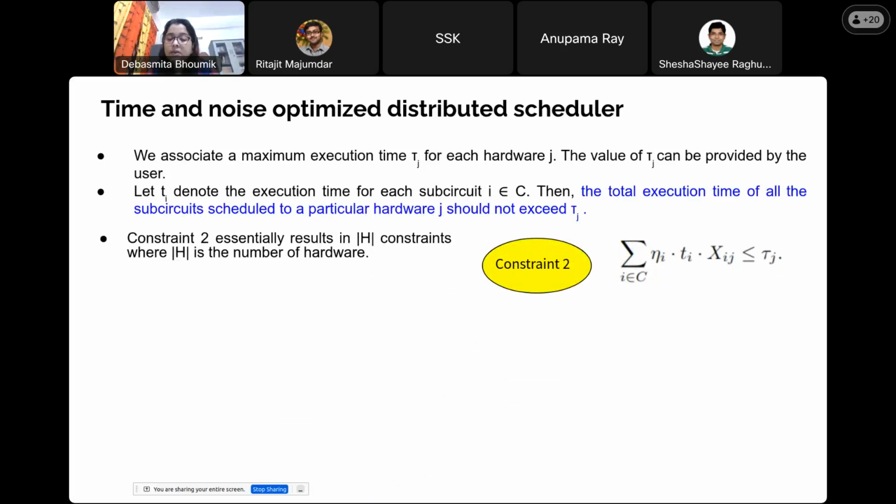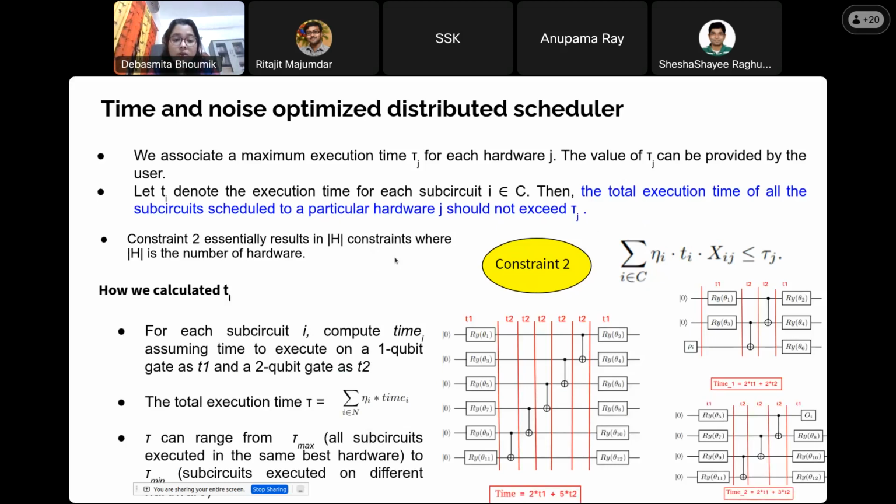Now we associate a maximum execution time tau j for each hardware j, because we don't have unlimited time to use these hardwares. This value tau can be provided by the user, and let Ti denote the execution time for each subcircuit. So we take a subcircuit and see how much time it needs to execute on a particular hardware. Now the total execution time of all subcircuits on a particular hardware should not exceed the already fixed time tau. Now constraint 2 essentially results in H constraints, the number of hardwares, because we are doing this for one hardware and we have to do this for all the hardwares.